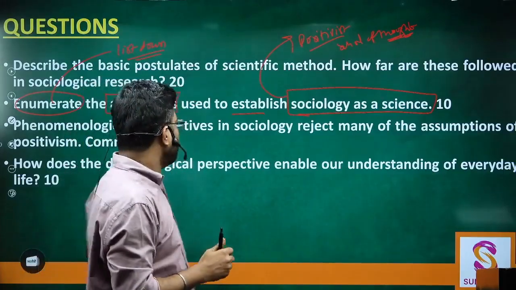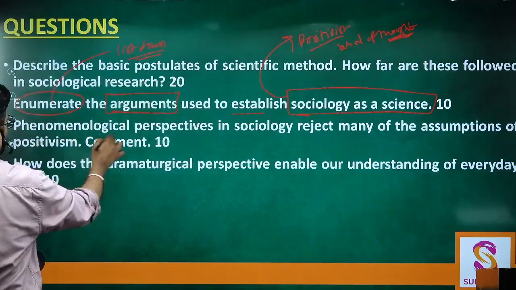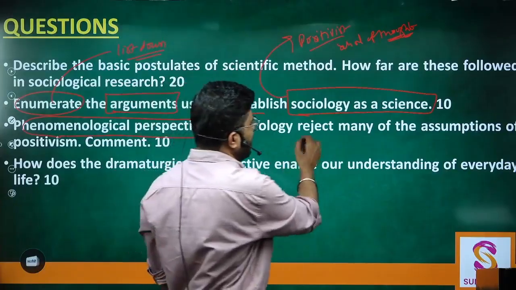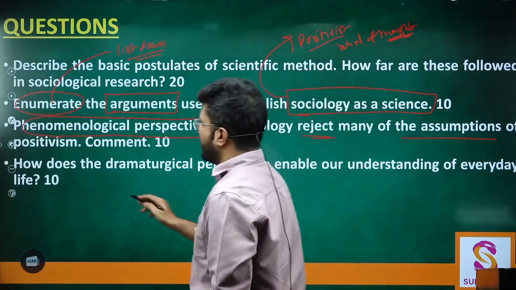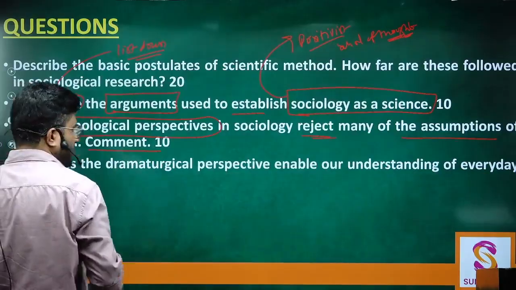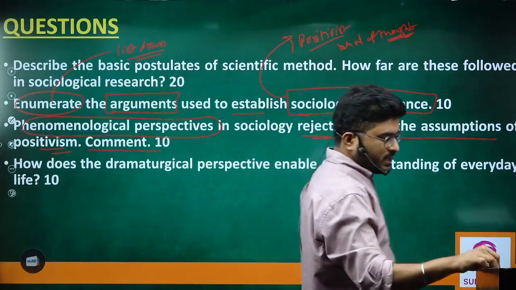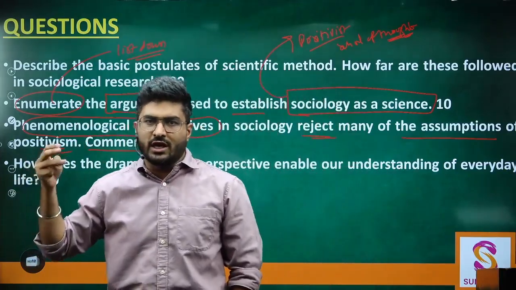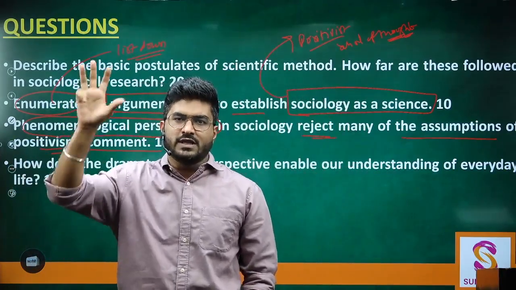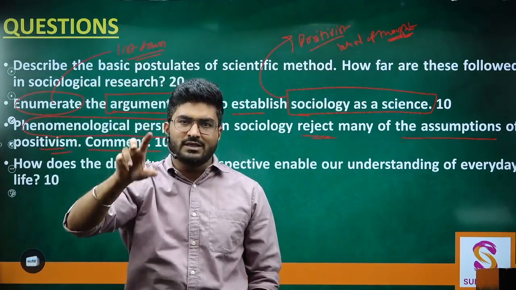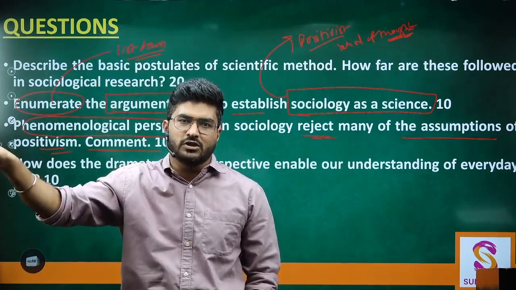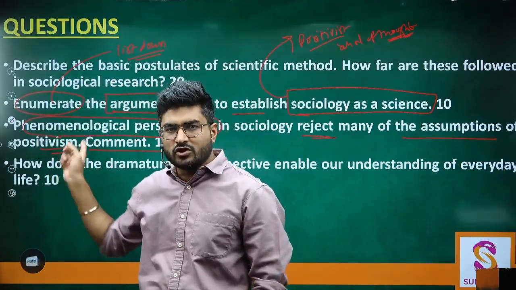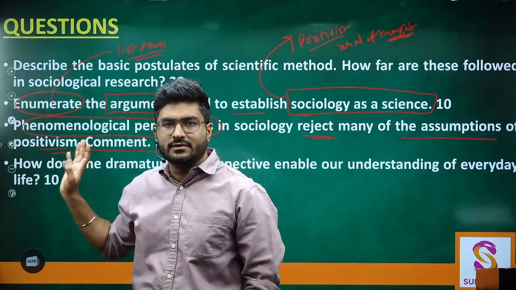Okay. Then next, phenomenological perspectives in sociology reject many of the assumptions of positivism. Comment. When I told you about interpretivism, symbolic interactionism, phenomenology and ethnomethodology, the pointers which I told you, club the pointers: the arguments are all against positivism, and the same arguments can be written for every school of thought. So the same arguments we discussed there will come here.